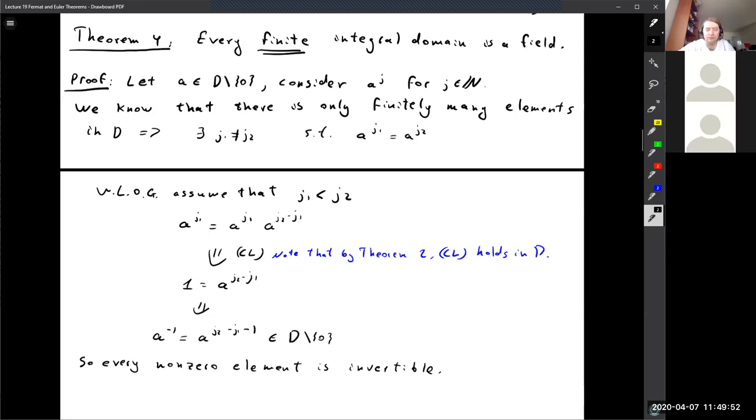Yes. How do we know that the powers of A can't be 0? Great question. Sorry, I kind of swept this under the rug. They can't be 0 because there are no zero divisors. So that's an excellent point.